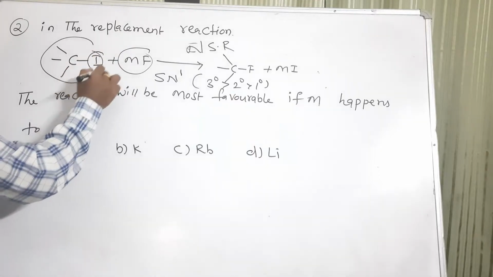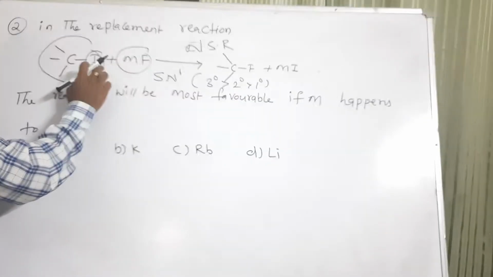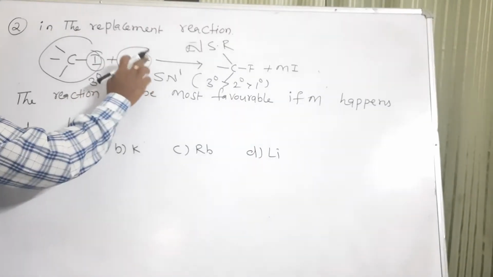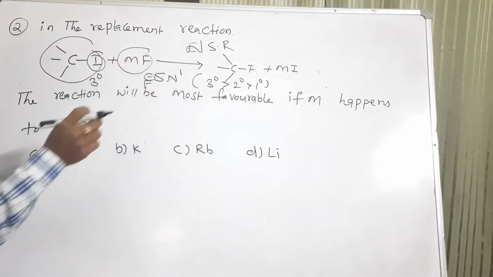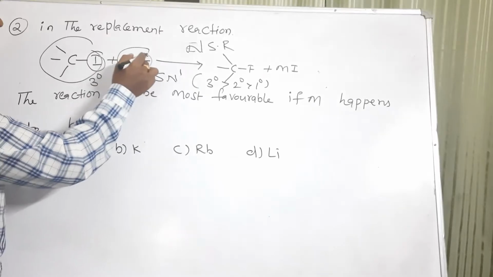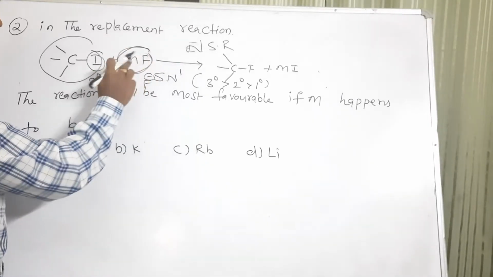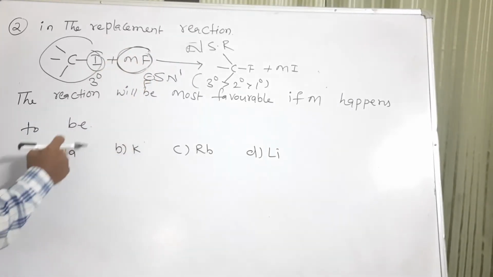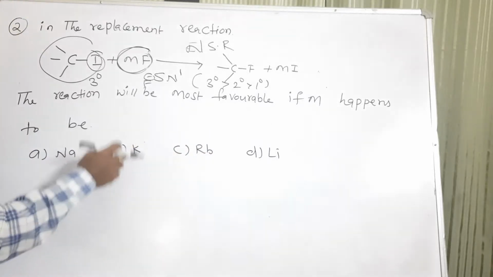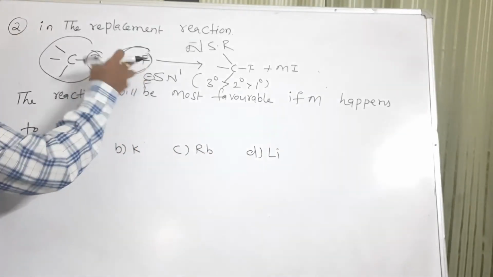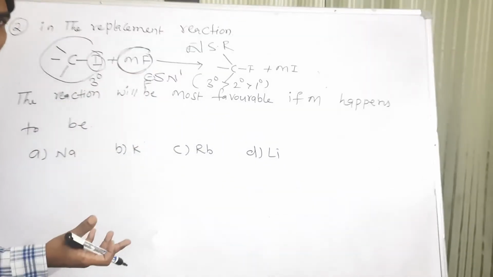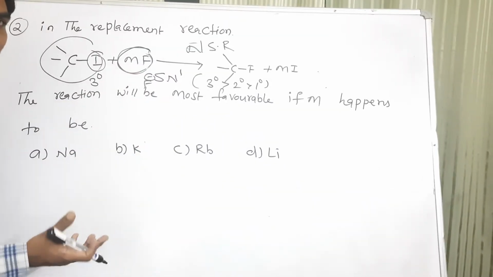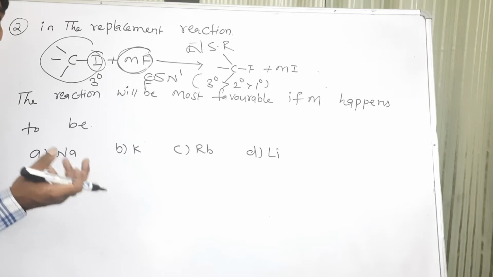To replace this iodide ion, this fluorine should be in the form of what? Fluoride ion. Whatever metal you take among the four options, that metal fluoride should have more ionic nature. If it has more ionic nature, then only can it exist in the form of ions.